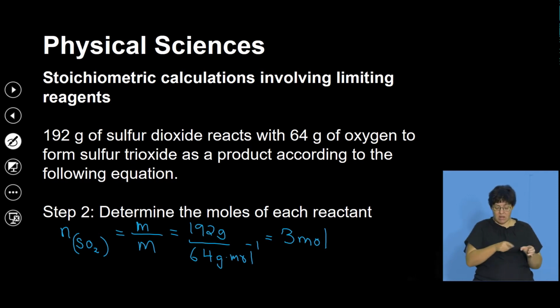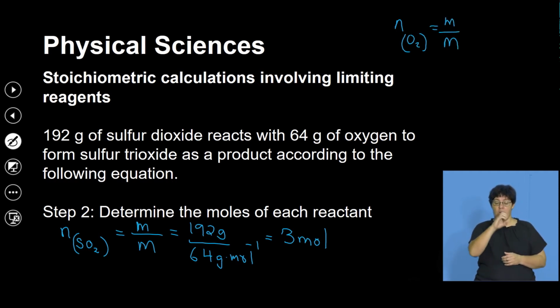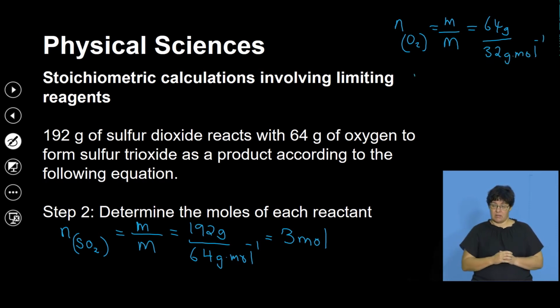But then what about oxygen? Number of moles of oxygen gas is equal to mass over molar mass. That's the formula. So the mass of oxygen is 64 grams, divided by the molar mass of oxygen. Oxygen is actually a diatomic molecule, so each one of them is 16 multiplied by 2. It gives us 32 grams per mole. So the moles of oxygen in this sample is actually 2 moles, right? So we've taken care of that.